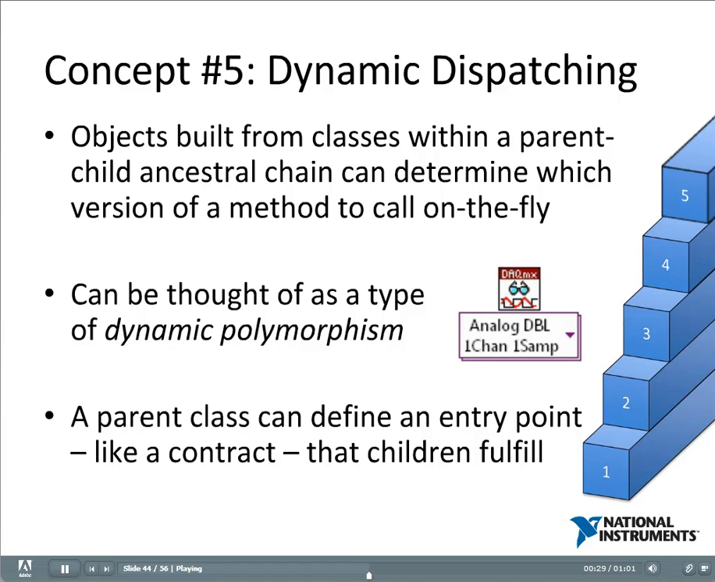And you've probably used polymorphism before, for example, if you've ever used the DAQmx API. The DAQmx Read VI has many different implementations of that individual VI depending on the type of measurement you're trying to do. The difference is that you have to choose which version of the DAQmx Read VI you call at edit time. However, dynamic dispatching gives you the very same benefit, but at runtime. And again, this all stems from the fact that a parent class can define an entry point with the outside world, like a contract, that children can fulfill.